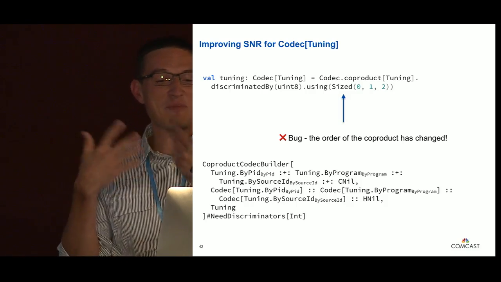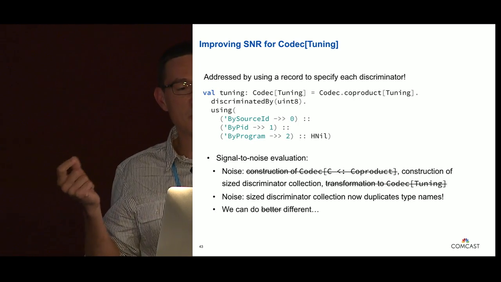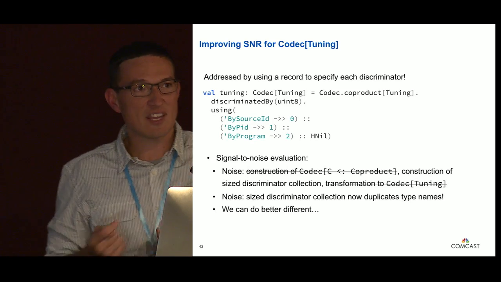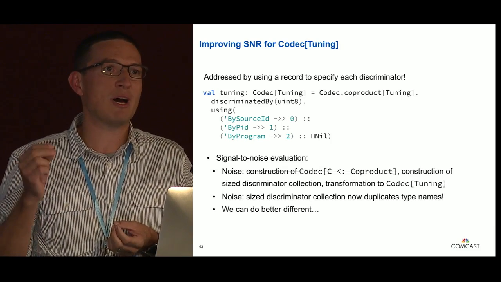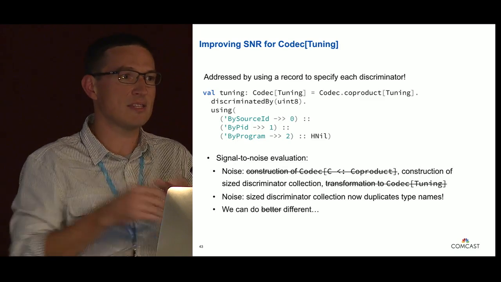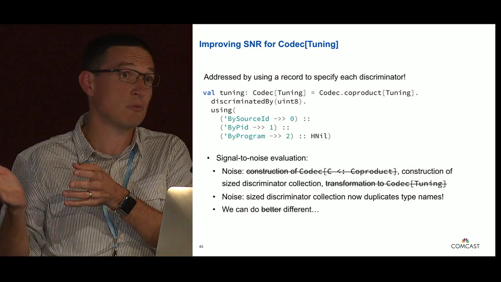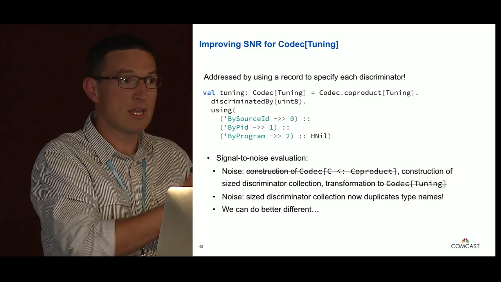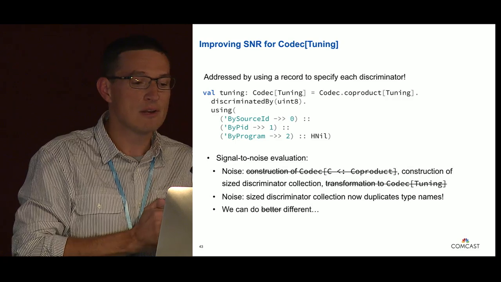So if you want to remain immune to such refactorings, there is an option. The notion is we can use records. So instead of passing a size collection to using, we can pass a record where we bind the name of each subtype as our keys, and the values are the discriminator values. So this has all the same properties as before. We have to cover every single entry in our coproduct. If we're missing one, it won't compile. If we have an extra one, it won't compile.